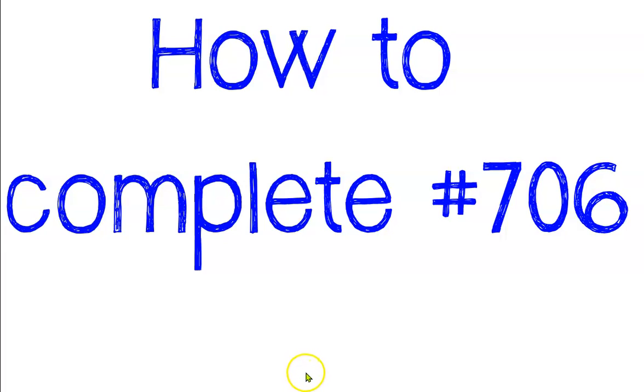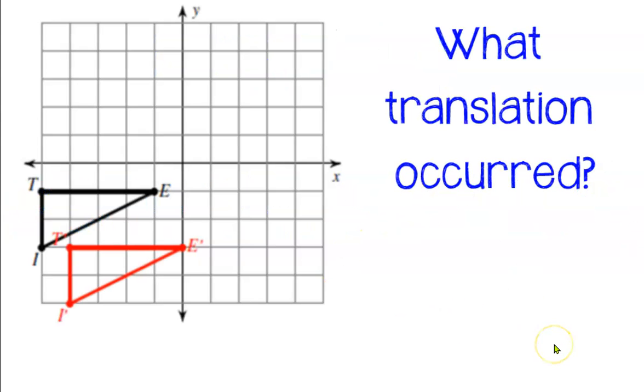A look at a couple of examples that will help you to complete assignment number 706 on Desmos. So the first thing is to know that you're dealing with all three transformations. That's translations, reflections, and rotations. So let's take a look at this one here. Can you identify the type of translation that occurred, right?